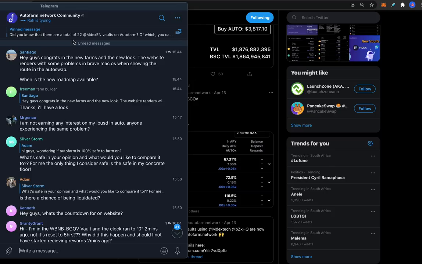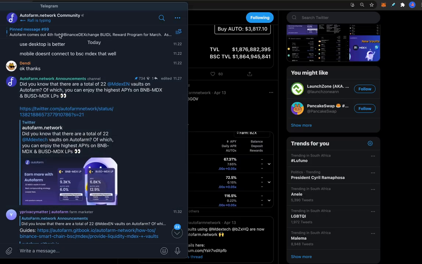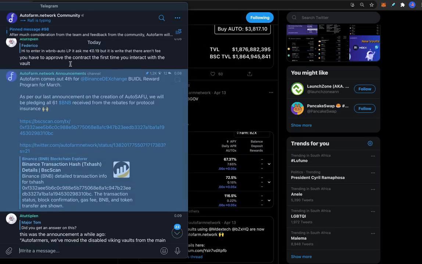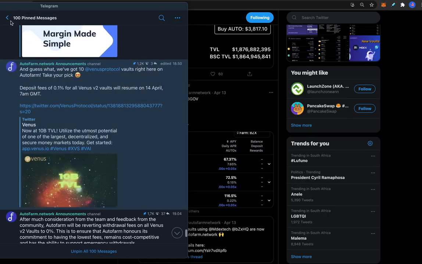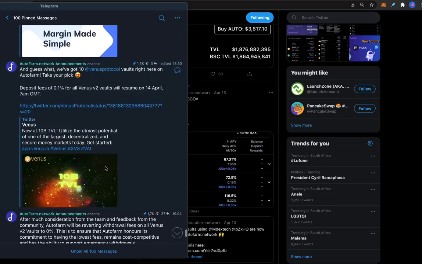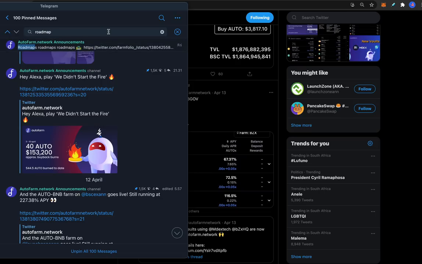So from here, from the Autofarm network community, what you want to take a look at are these pinned posts, and you can click this pinned post to see their most recent announcements, and you can just keep clicking these to go up and up and see the previous announcements. You can also click this button here, and when you do that, you can look at just the different pinned posts. From here, you can sometimes see good stuff, and sometimes you may want to use the search function here. Like if you search for the word roadmap or something like that, you can find different keywords that you want to take a look at as well.